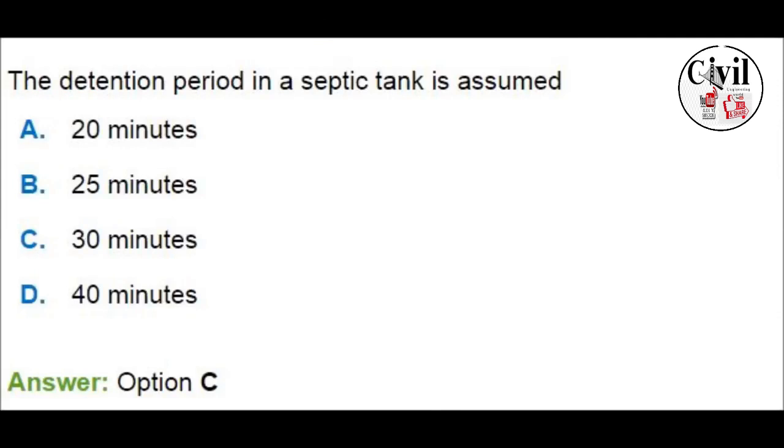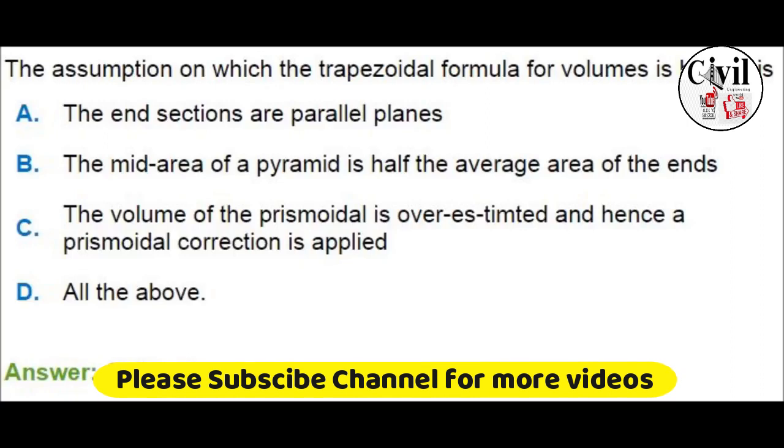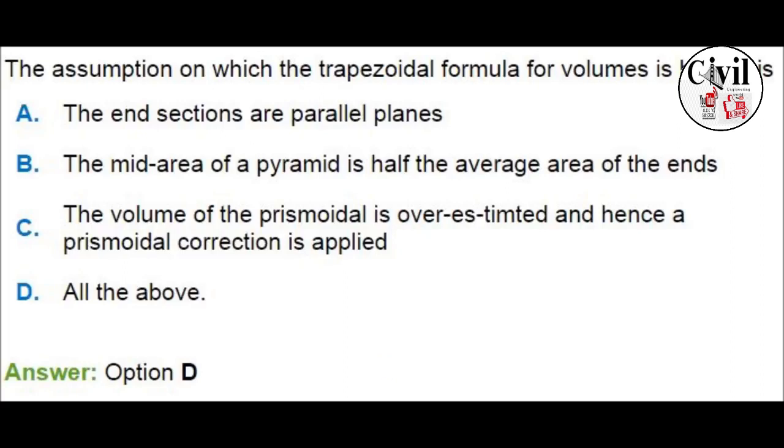Detention period of septic tank is assumed as 30 minutes. So option C is the correct answer. Okay, that is fine. The assumption on which the trapezoidal formula for volumes is based is end sections on parallel planes. Mid area of pyramid is half of the average areas of the ends. The volume of the prismoidal is overestimated, and hence a prismoidal correction is applied. So D is the correct answer because we use the trapezoidal formula for all volumes, including all of these options.